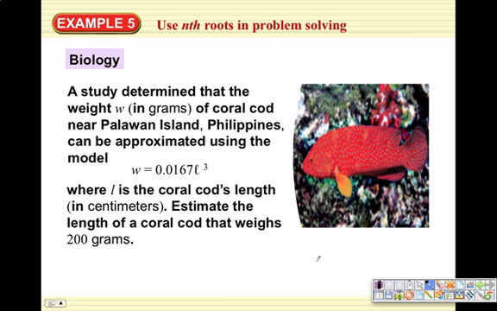Okay, example number 5. Little biology problem. A study determined the weight in grams of a coral cod near Palawan Island, the Philippines, can be approximated using that model. So it's nice when they give us an equation. Where L is the coral cod's length in centimeters, estimate the length of a coral cod that weighs 200 grams. So the question is basically just saying the cod weighs 200 grams. There's the weight you're looking for. Estimate the length.